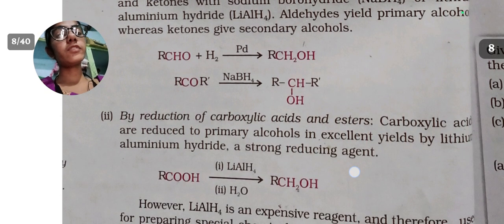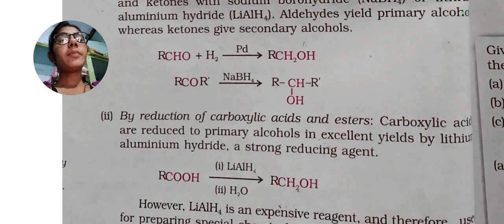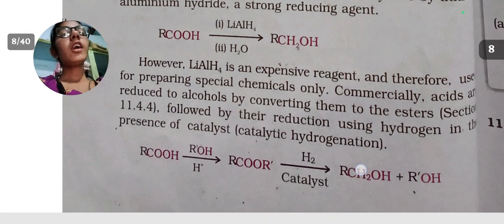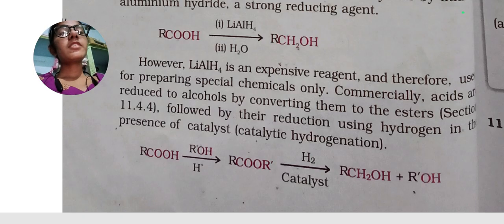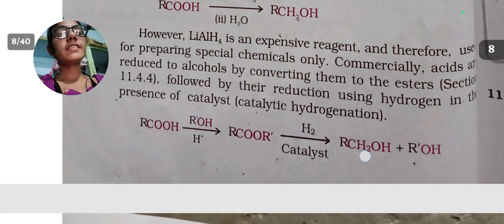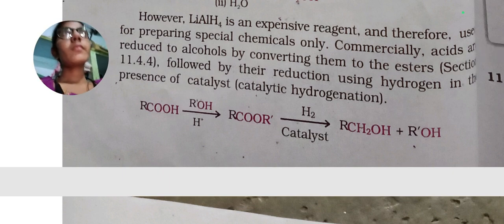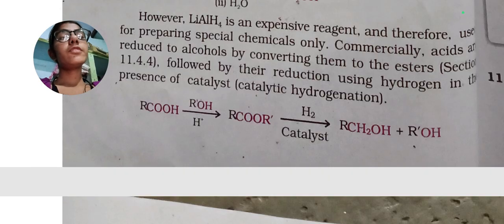Second, by the reduction of carboxylic acids or esters. Carboxylic acids are reduced to primary alcohols in excellent yield by lithium aluminium hydride, a strong reducing agent. However, LiAlH4 is an expensive reagent and is therefore used for preparing special chemicals only. Commercially, acids are converted to alcohols by converting them to esters and then using hydrogen in the presence of a catalyst, called catalytic hydrogenation. First we take the carboxylic acid, then form the esters, and then with the catalyst H2 we form the alcohols.